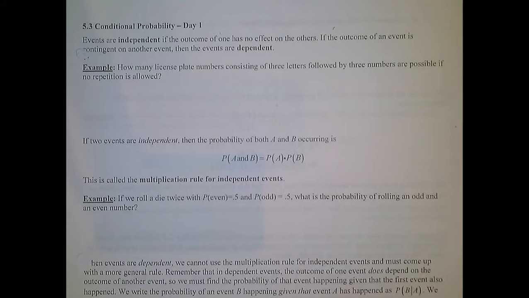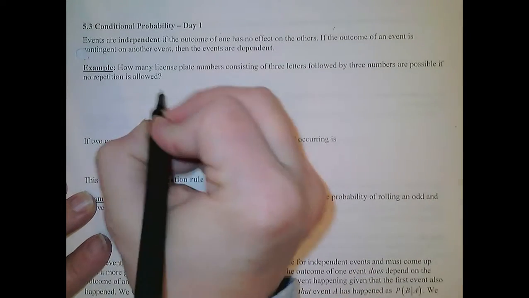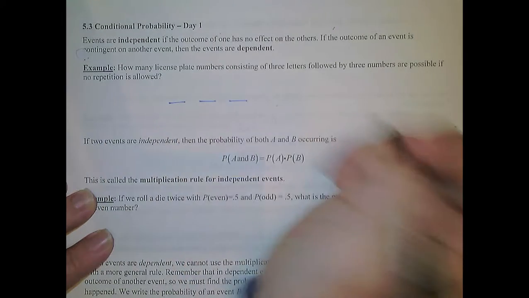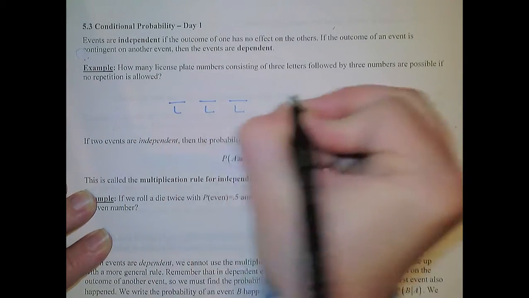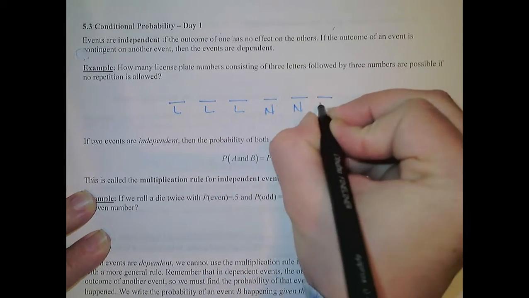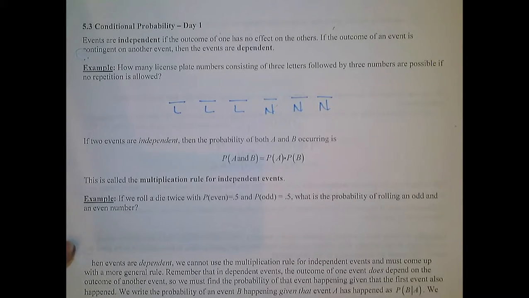It says that we are going to make a license plate that consists of 3 letters followed by 3 numbers. And we want to know how many different license plate numbers can we create using that model if no repetitions are allowed. So we have 6 digits. The first 3 digits are letters. I'm going to do an L for letters. And then the last 3 digits are going to be numbers. And it says that no repetitions are allowed.